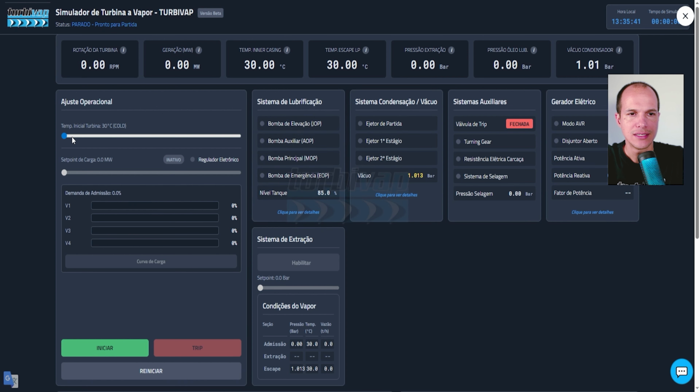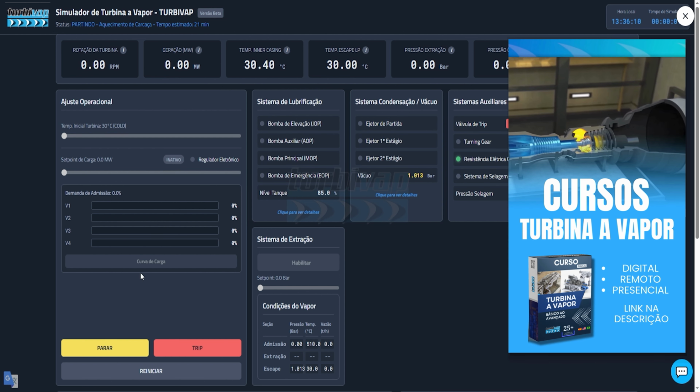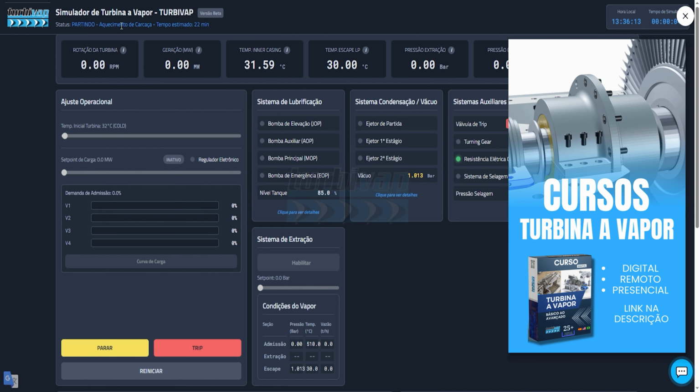So let's start here. I'm going to consider a simulation, splitting the cold carcass to give us more details. Then I'll pause and move forward, doing the most important movements for our simulator. Let's start from the cold machine, starting the turbine at 30 degrees. I'm going to give a start command here.